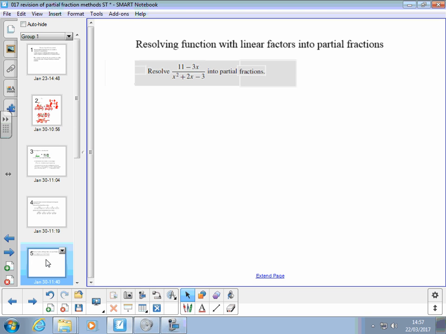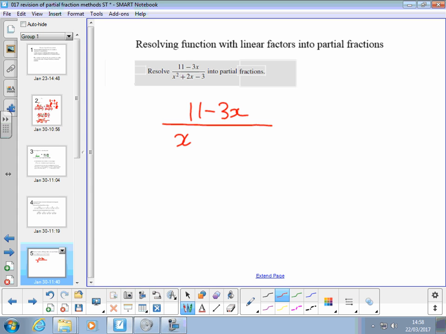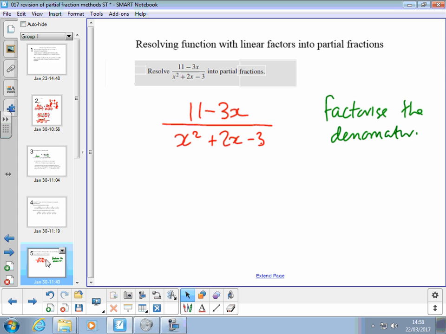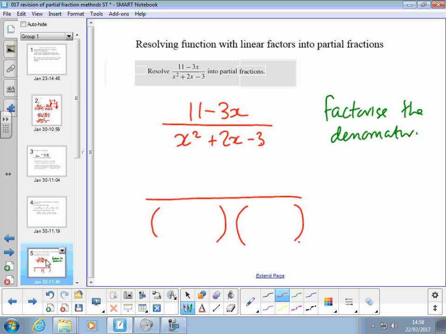Right, resolving a function with linear factors into partial fractions. So we'll go through the first one step by step. I'm going to write it out a little bigger on the board so we can see it all. We've got 11 minus 3x over x squared plus 2x minus 3. The first thing we've got to do is factorise the denominator. Okay, so that's a process of getting that factorised into two pairs of brackets. How do we do that?